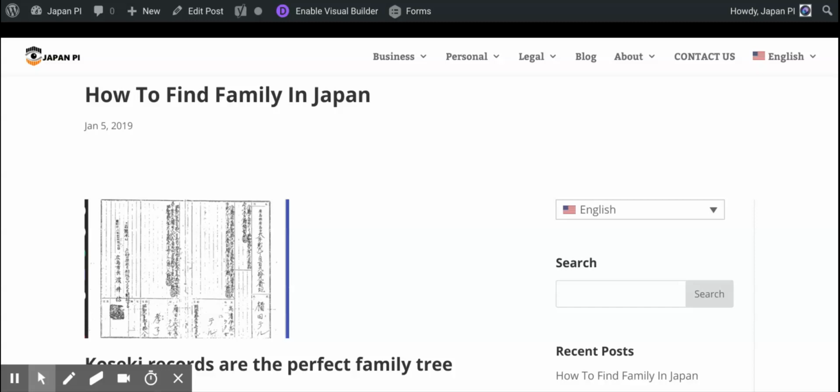How to find family in Japan. Kiseki records are the perfect family tree generators.